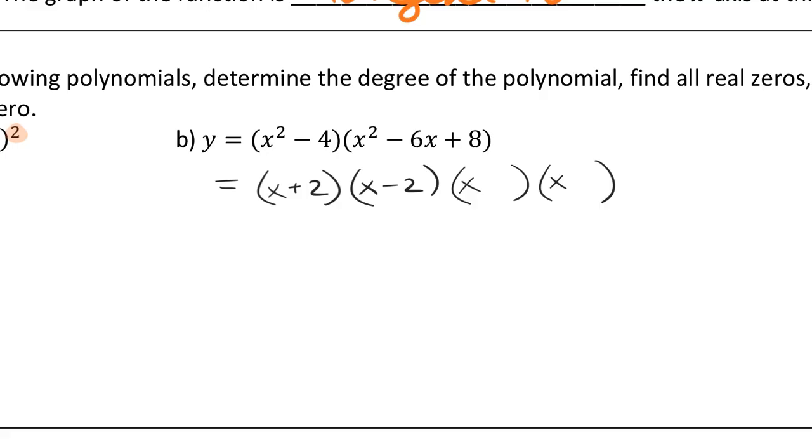No. Can one of those add up to 6? 2 and 4. If they're both negative, they'll be negative 6. So boom, we have our factored version of this polynomial.